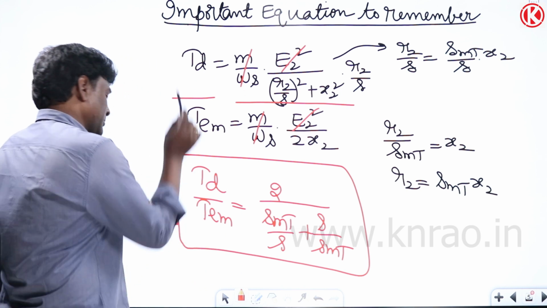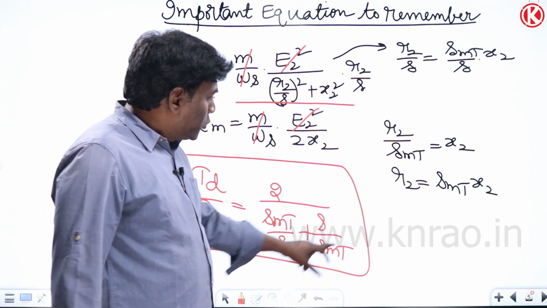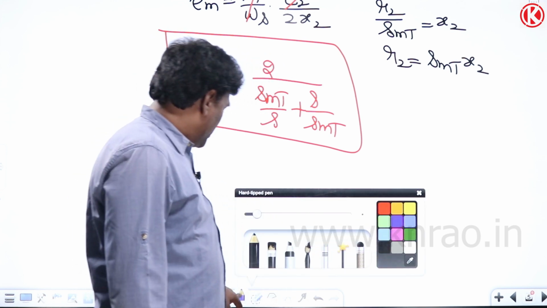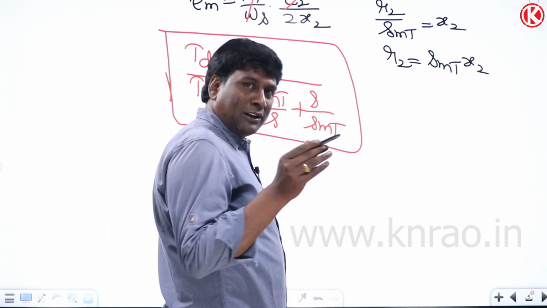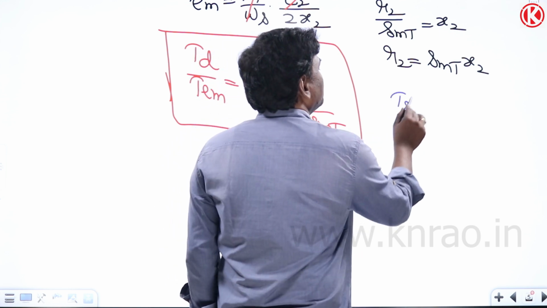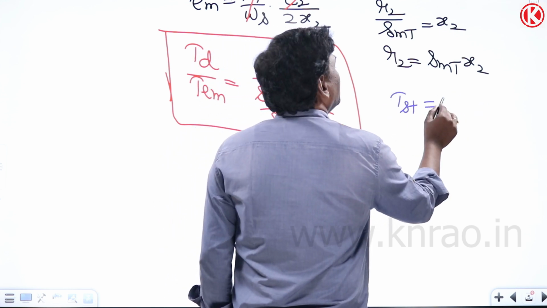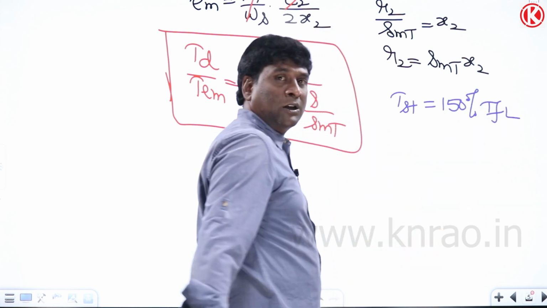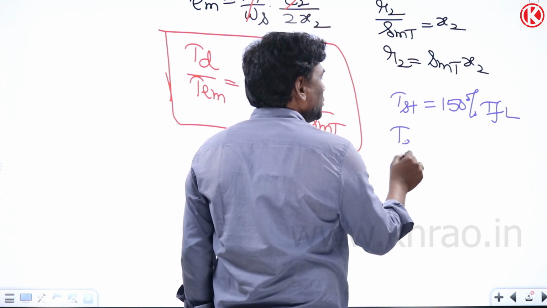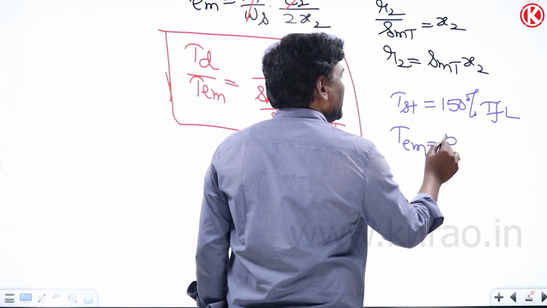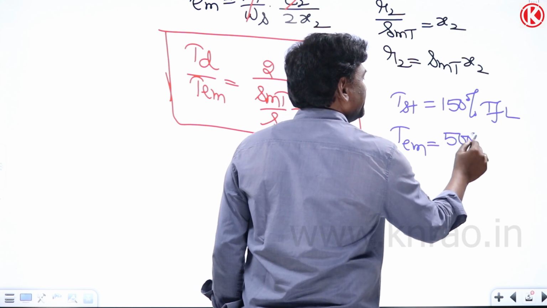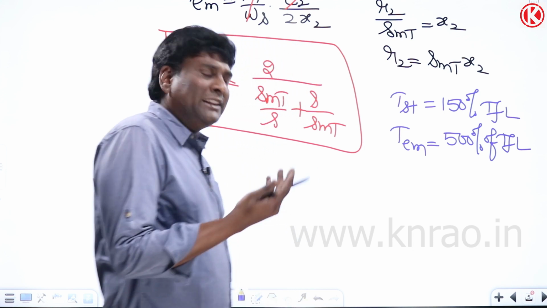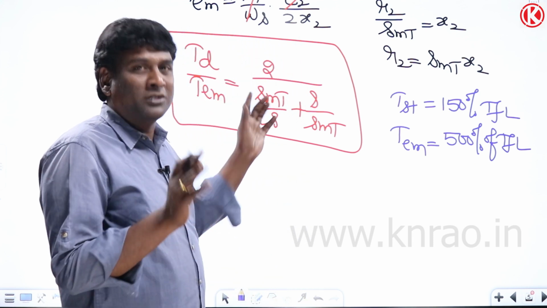It's actually very easy to remember. Now, this is how questions come from this area. For an induction motor, the starting torque may be 150% of full load torque, and the pull out torque, the maximum torque, may be 5 times or 500% of TFL, the full load torque, and they can ask the slip at which maximum torque occurs.